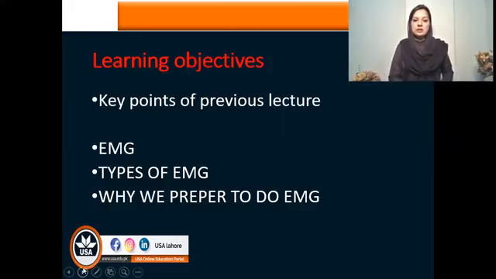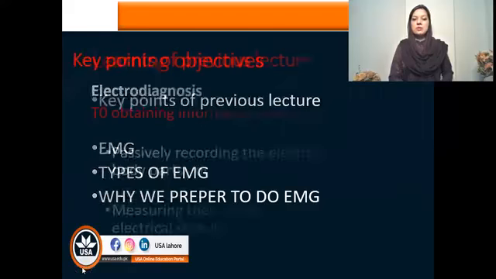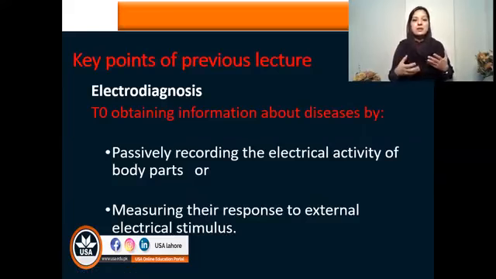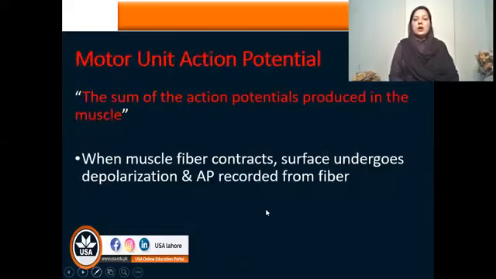So let's initially revise the last lecture so that we are all on one page, then we will move towards today's lecture. In the last lecture, we studied electrodiagnosis. Electrodiagnosis is a method to obtain information about a disease by passively recording the electrical activity of the body part or by measuring the responses to external stimuli.